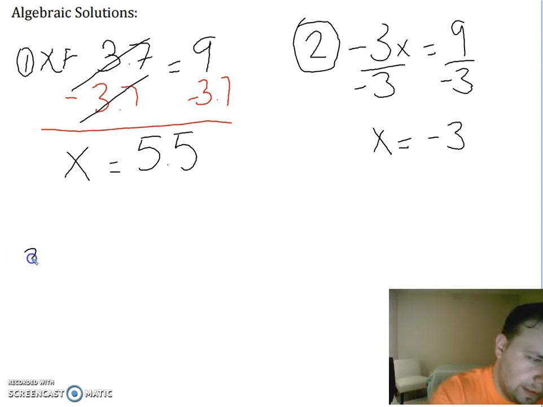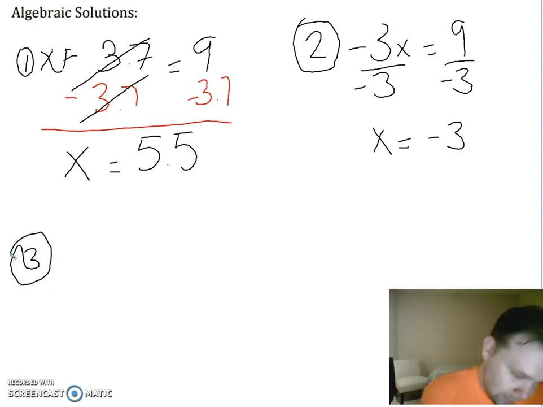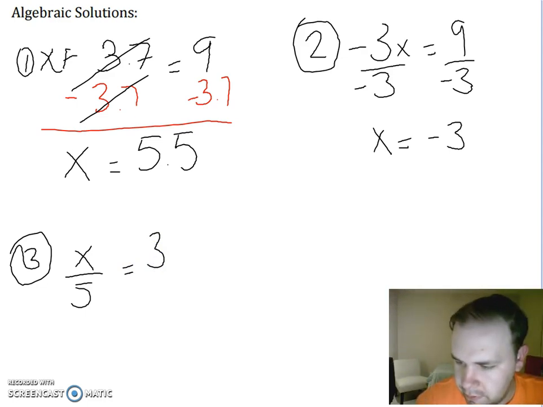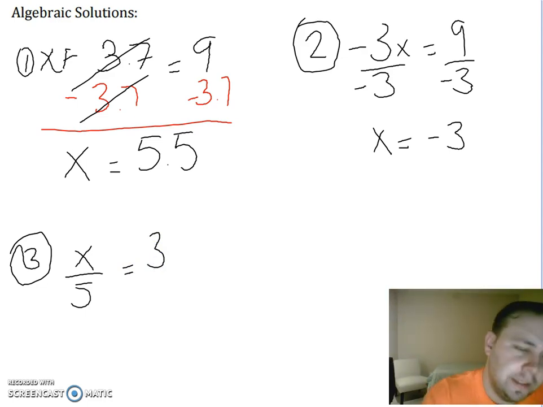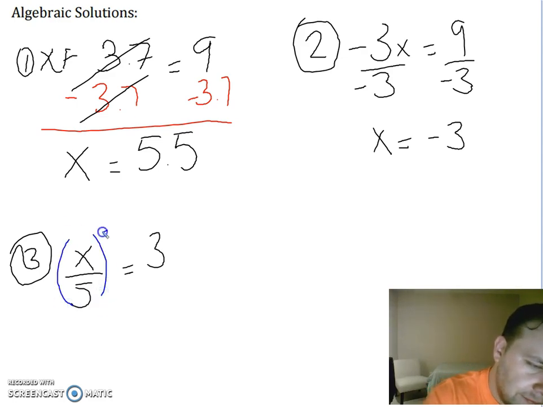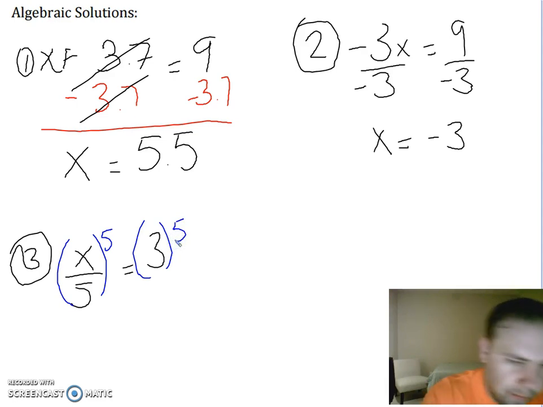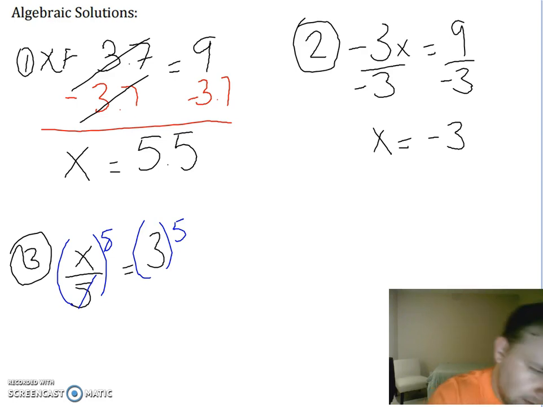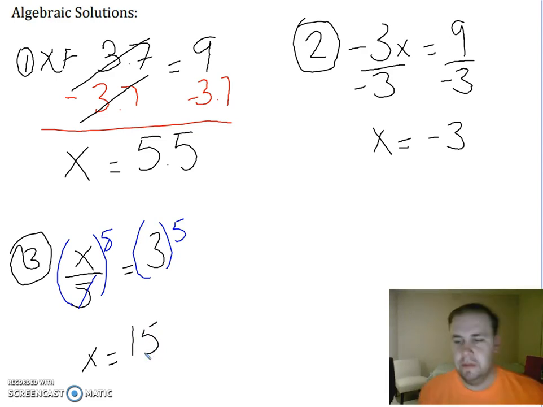Lastly, question 3, we have x over 5. That just means x divided by 5 equals 3. For this one, I'll just use blue. So x is being divided by 5, and the opposite of divide by is multiply. Now those would cross out, and I would be left with x equals 3 times 5, 15. So that's the first step here.